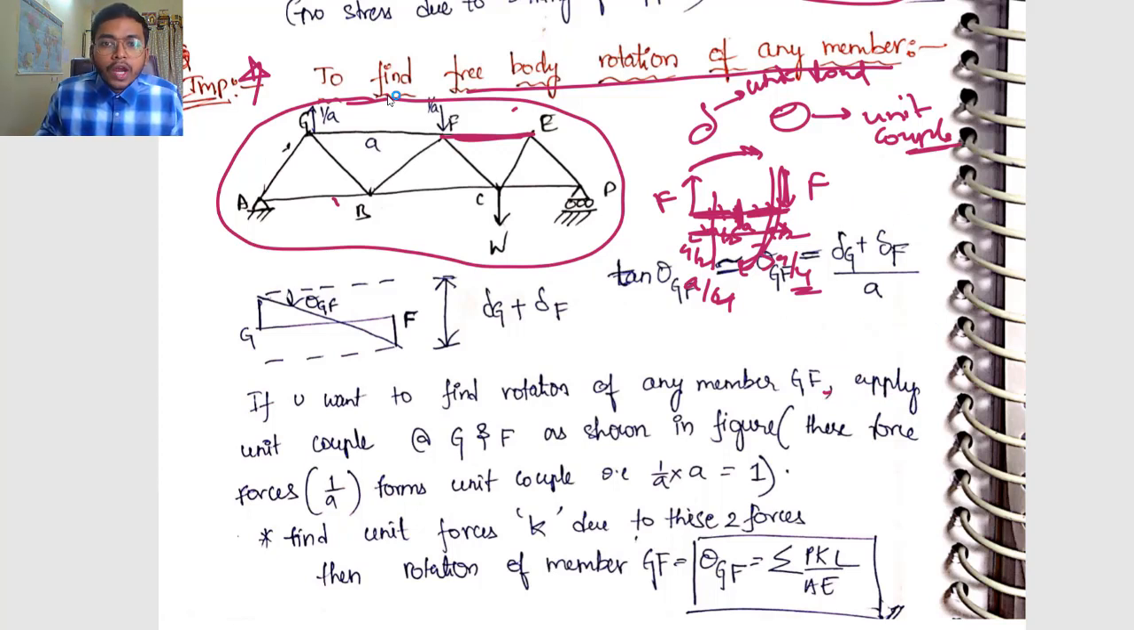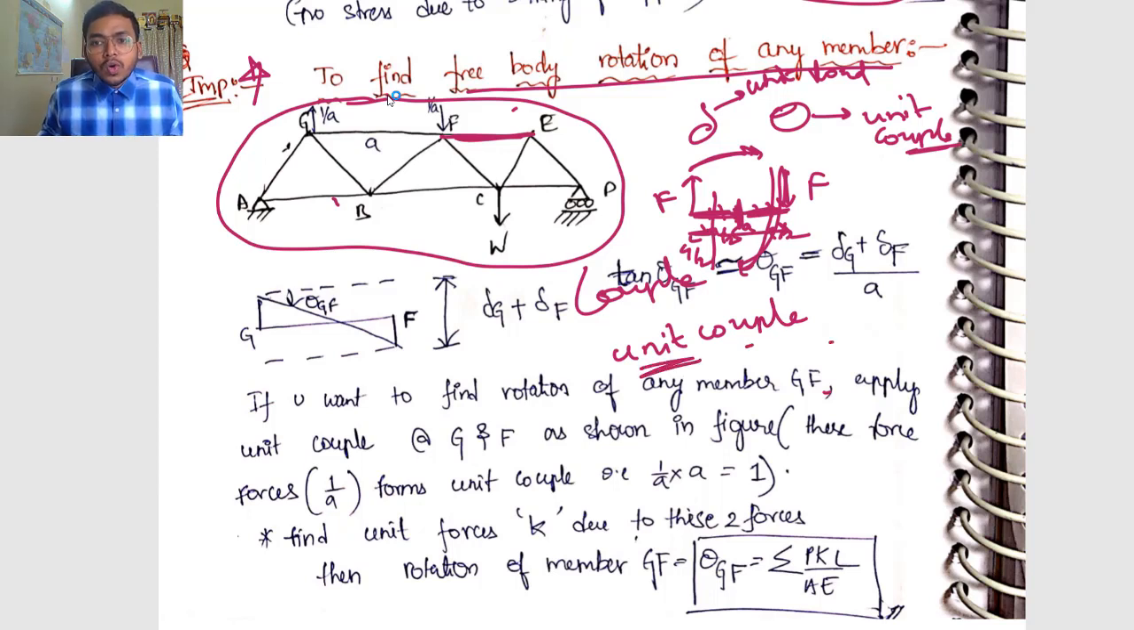So we have to apply a unit couple. Now you understood what a couple is, but what is this unit couple? A unit couple is nothing but a couple which is generating unit moment. So what was the moment between these two forces? If it is F and F and the distance is a, what was the moment being generated?